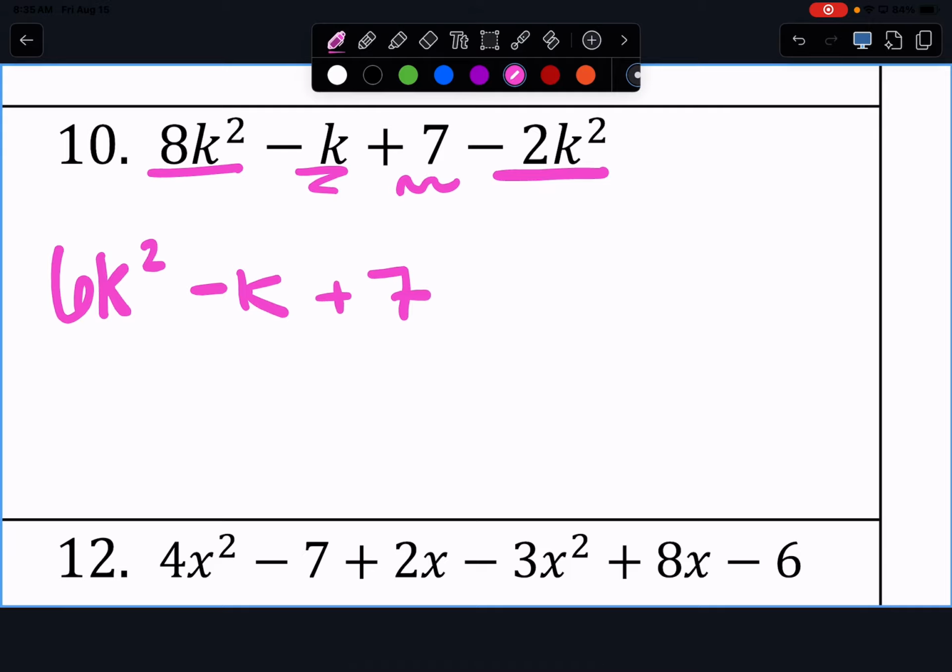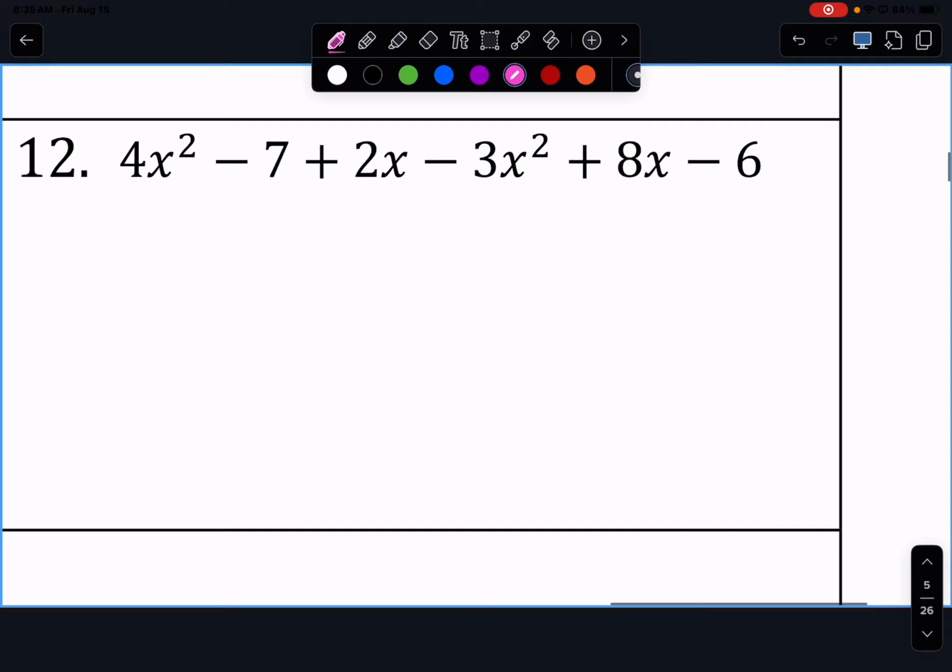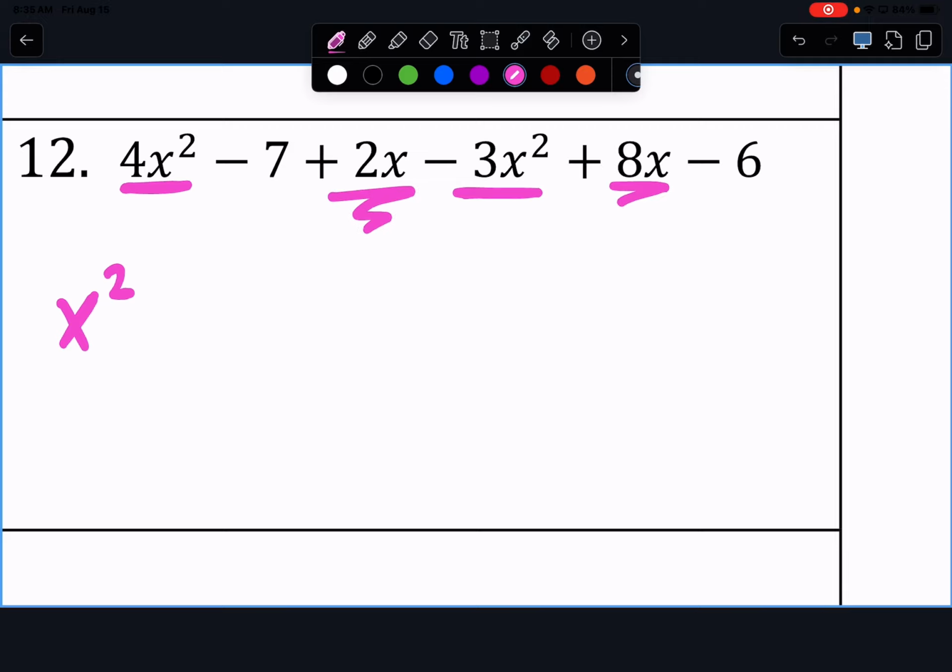All right, for number 12, does 4x squared have any like terms? Yeah, negative 3x squared, which combined gives us 1x squared. And do I have to write the 1 in front? No. All right, what goes next? 2x plus 8x, which is 10x. Then last, what do we need to put? Negative 7 minus 6, which is negative 13. There we go.